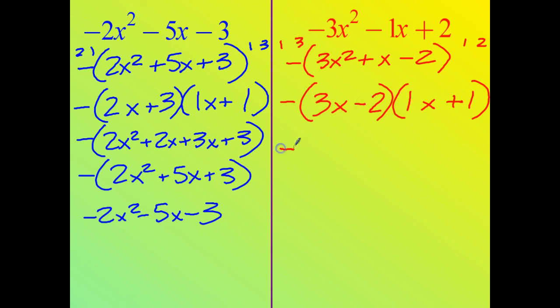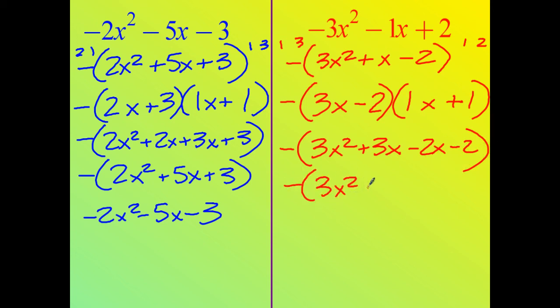Let's check it. Negative, so 3x times x is 3x squared. 3x times 1 is plus 3x. Negative 2 times x, negative 2x. Negative 2 times 1, negative 2. Put it all together. 3x squared plus x minus 2. Redistribute the negative. Negative 3x squared minus x plus 2. Looks good.